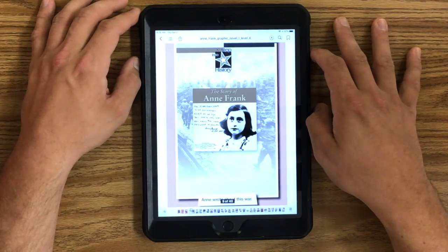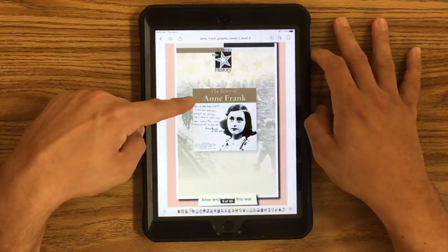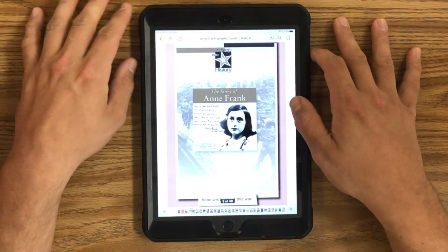Anne wrote about this war. You can see her diary entry right there. That's the real picture of Anne Frank.